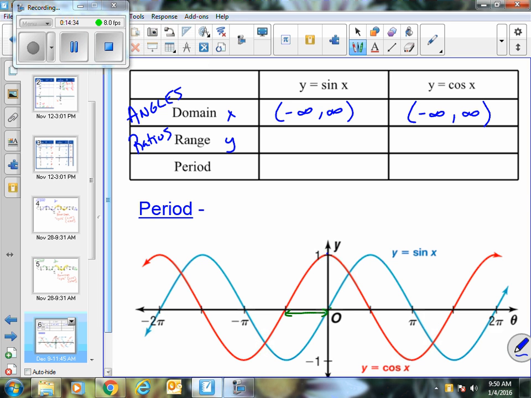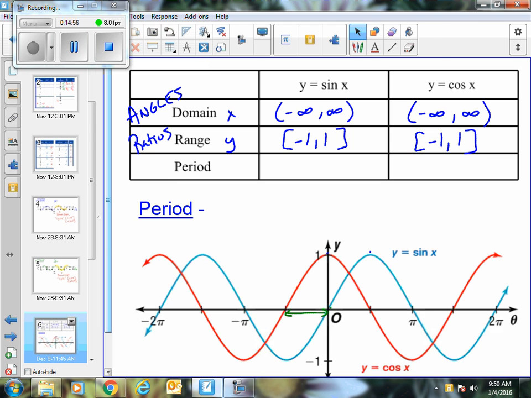The maximum value that either of these graphs reach is +1. The minimum value is -1. So the ratios, remember we did this in a unit circle, will always be between -1 and 1, inclusive. So brackets on the end there, it includes the endpoint. So the most it can ever be is 1 unit away. Think about our unit circle. That's what we talked about before.